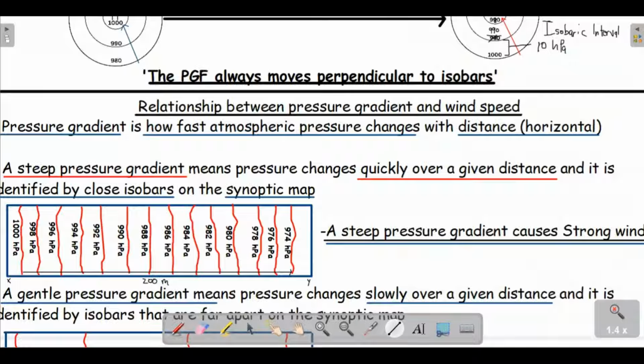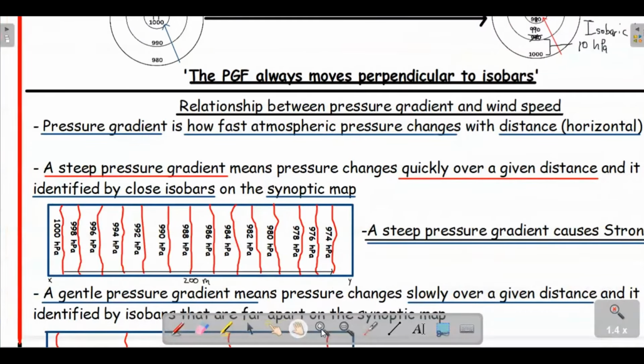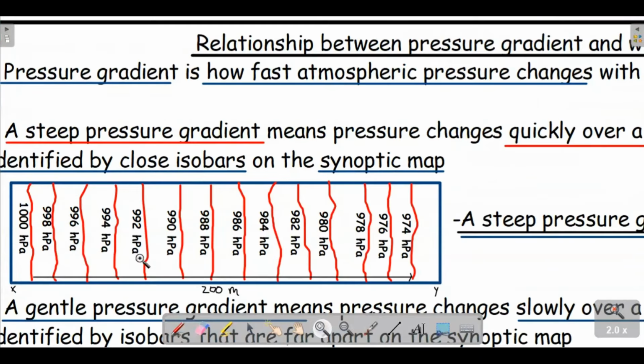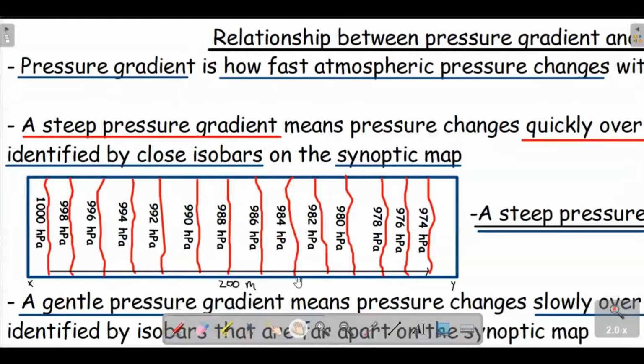You have strong winds. A steep pressure gradient causes strong winds, guys. Steep pressure gradient is associated with strong winds. This means that the pressure gradient force will be very high. It will apply a very big force on the air, and so it moves. So the air will move, of course, to the right, perpendicular to the isobars, as we said.